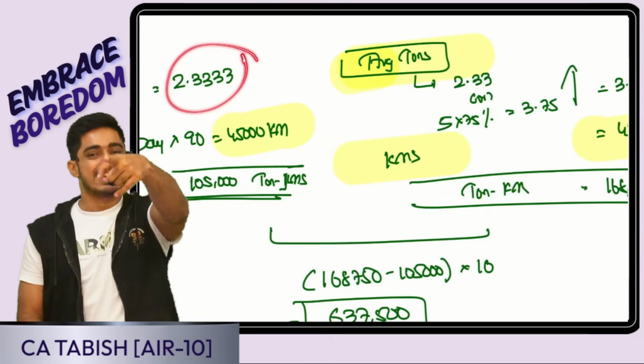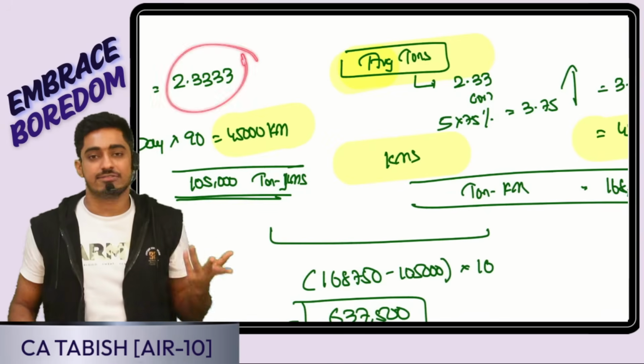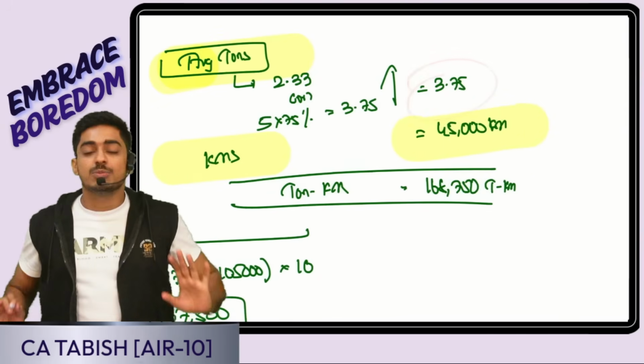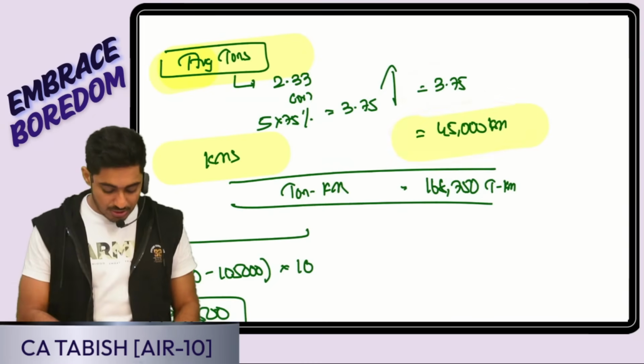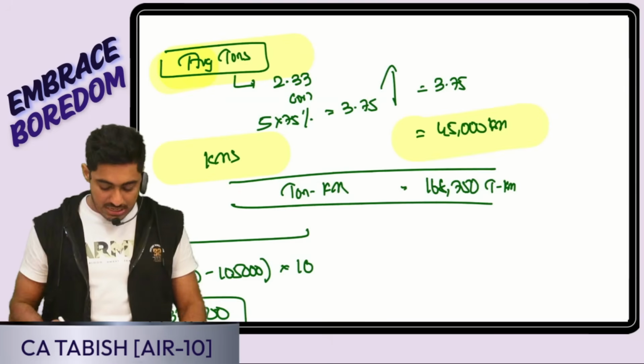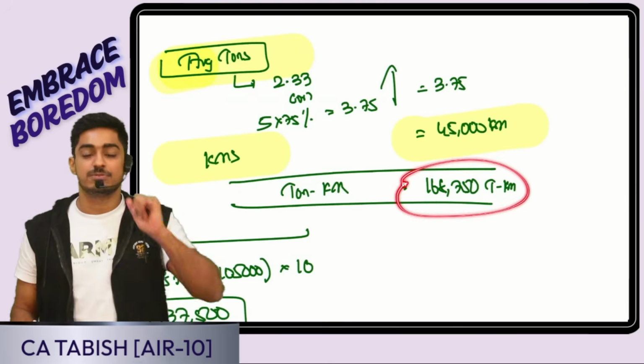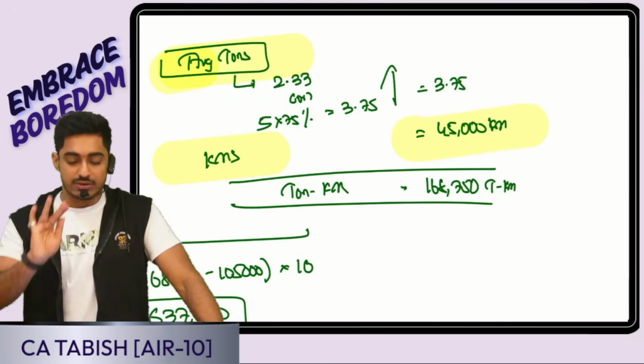So whether Raju will accept for 2.33? No, he will tell boss, I have the minimum clause. I want at least for 3.75 tons. That means total for how much ton kilometer he will be charging? 3.75 into 45,000. Yes, 1,68,750 kilometer he will be charging. Yes or no, everyone? Perfect.